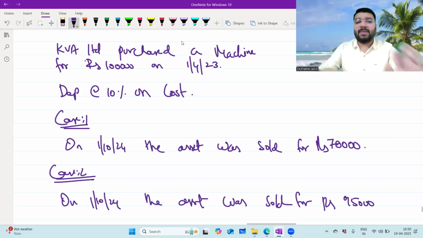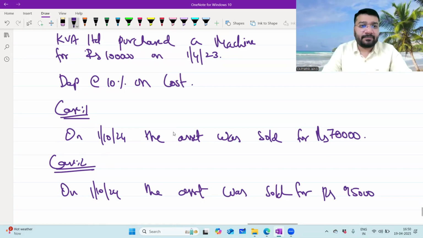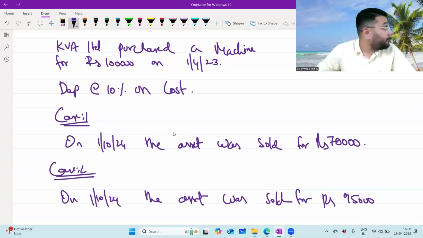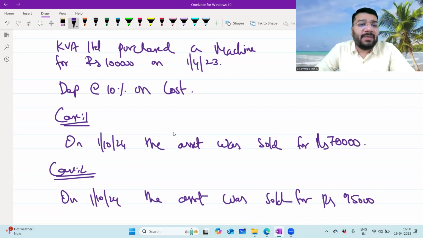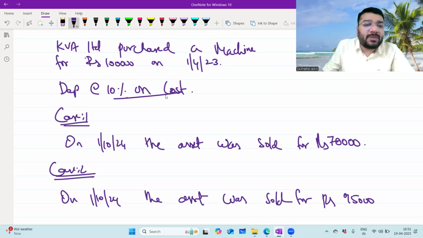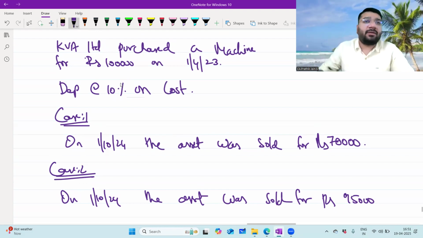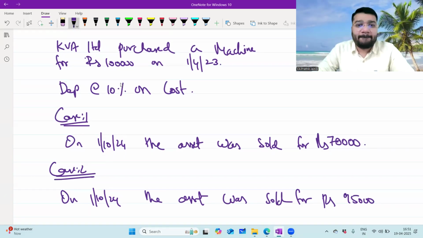Now, all of you please make a note of this question. KVA Limited purchased a machine for rupees 1 lakh on 1/4/23. Depreciation at the rate of 10% on cost. What method is it? Depreciation 10% on cost means a fixed percentage of original cost, which is the SLM method, straight line method.